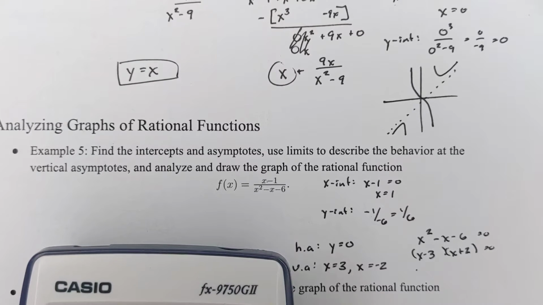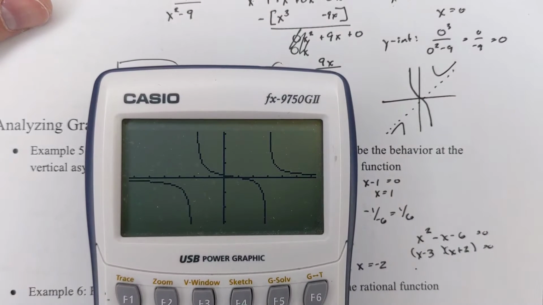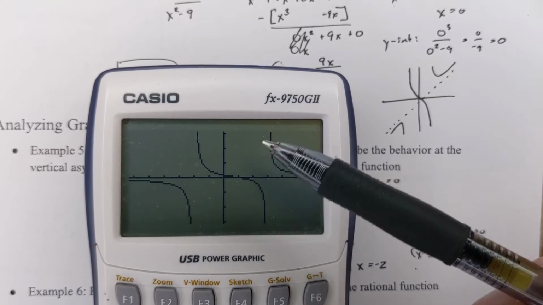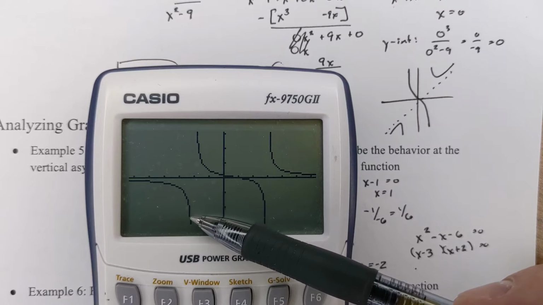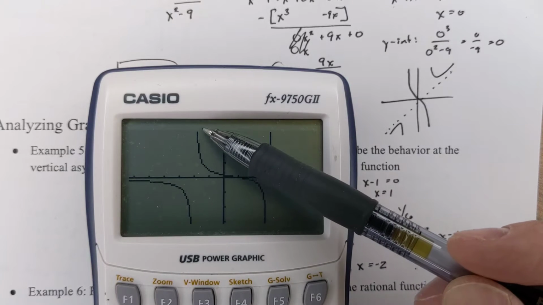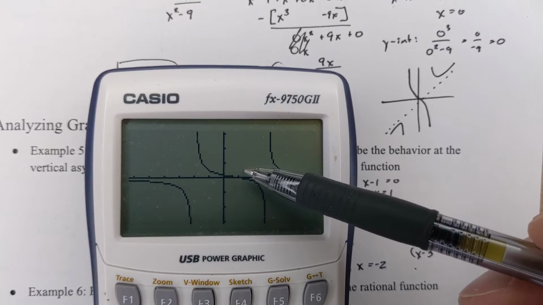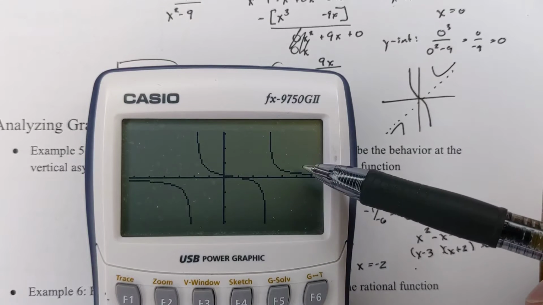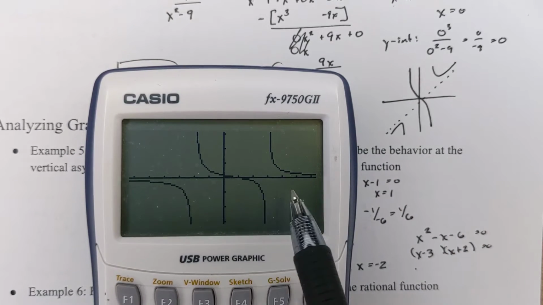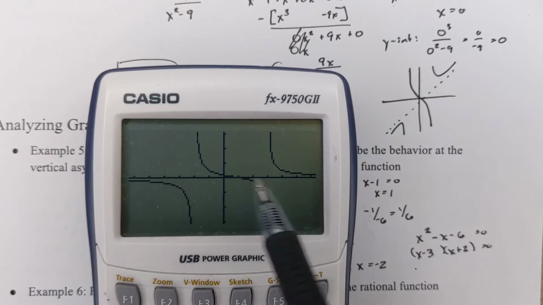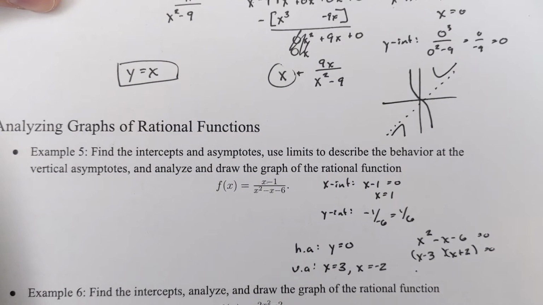So we'll hit the initial view window. So the graph looks like that. I'm just going to talk, I'm not going to write them out. As you approach -2 from the left, you get negative infinity. As you approach -2 from the right, you get positive infinity. As you approach 3 from the left, you get negative infinity. As you approach 3 from the right, you get positive infinity. And the limit as x approaches positive or negative infinity is 0. The graph flattens out.